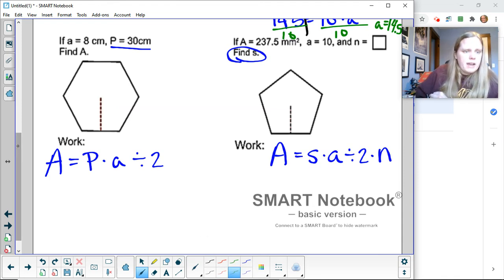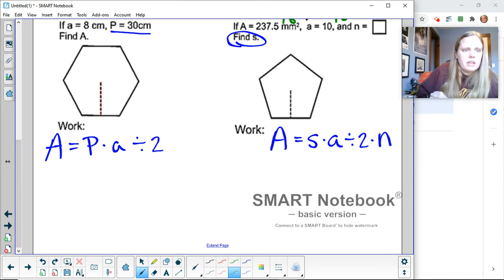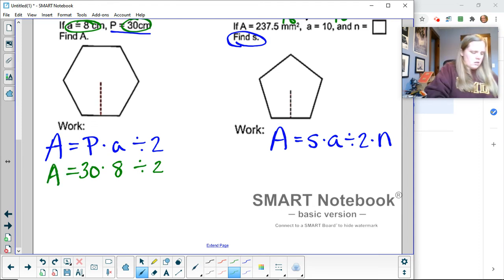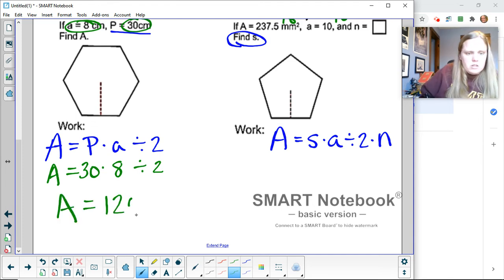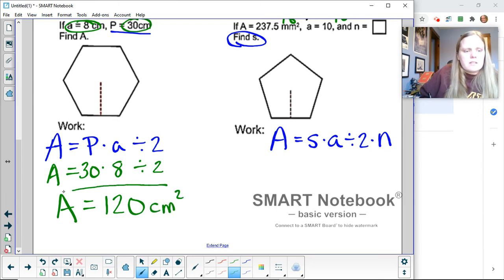All right, we're back. Here we go. I'm going to plug in little 8 for little a. The divide by 2 still stays there. P is 30, and that's going to get me my area, so I just need to punch it in. 30 times 8 divided by 2. Area equals 120. This label up here had centimeters. Area is a squared unit, so that is centimeters squared.